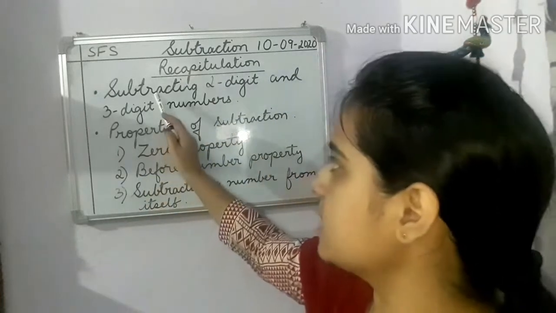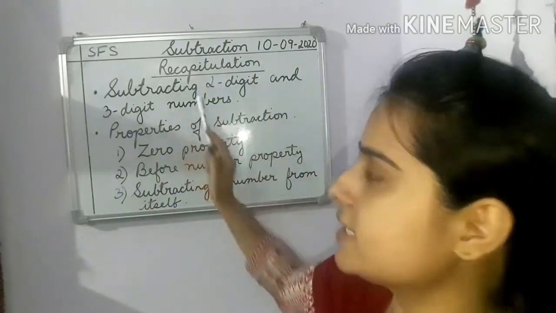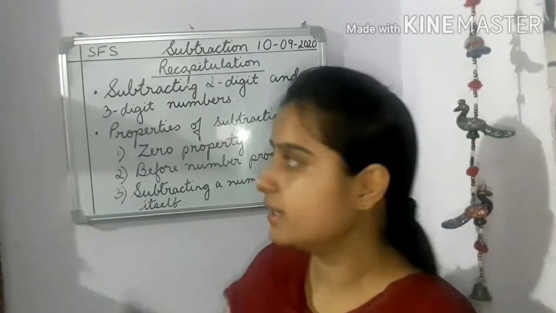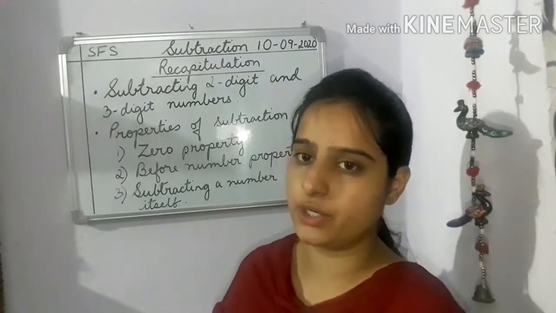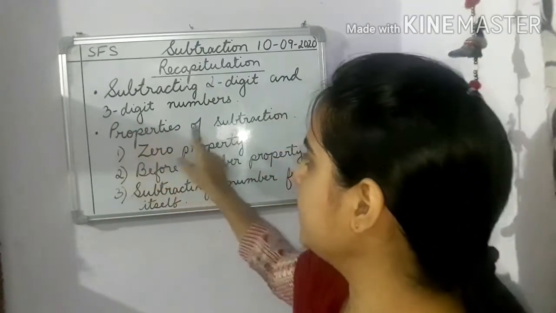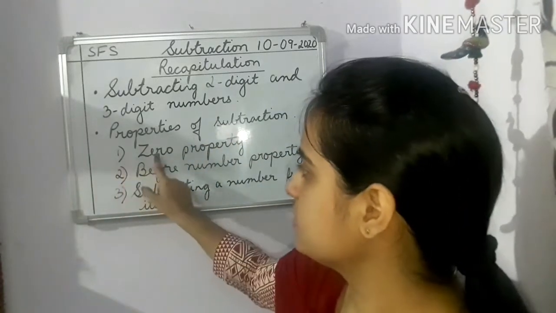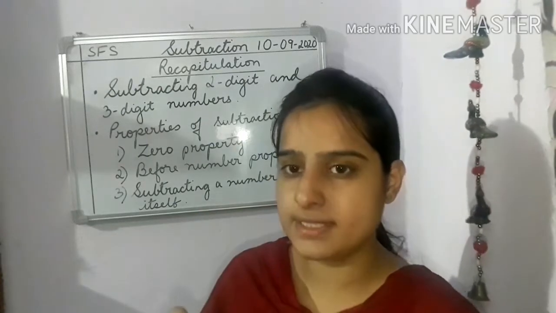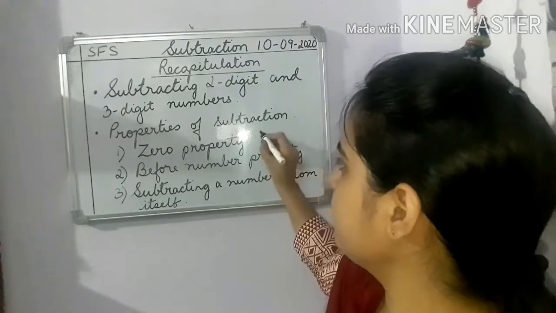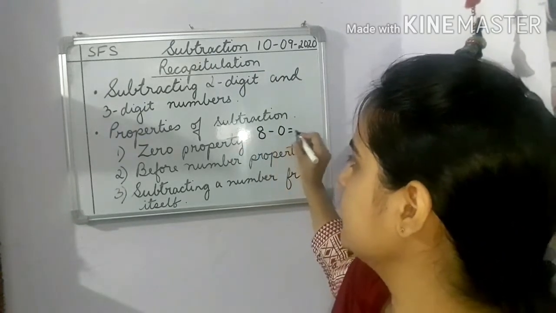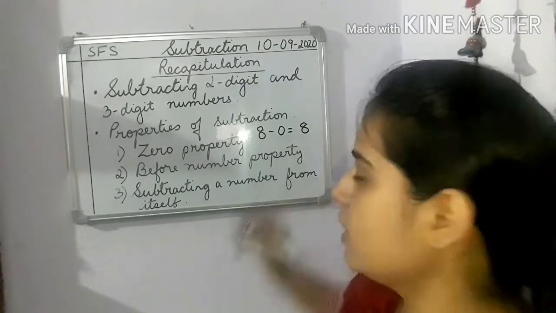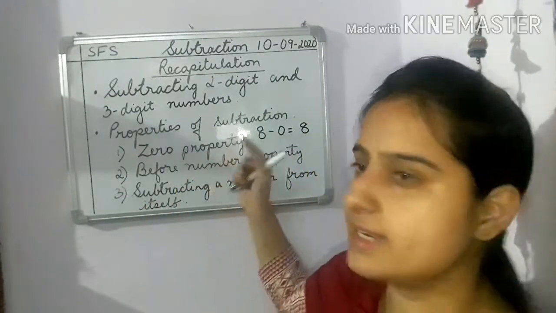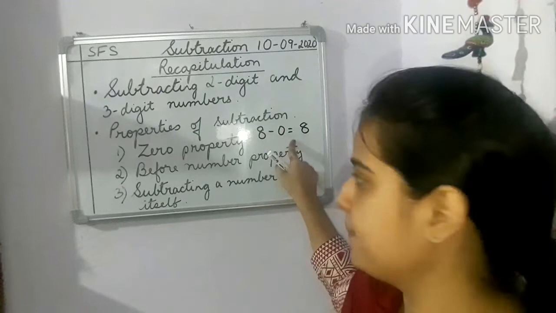So let's start. Subtracting 2-digit and 3-digit numbers. So we have done subtraction of 2-digit numbers with regrouping and 3-digit numbers without regrouping, isn't it? Second, properties of subtraction. First, zero property. If 0 is subtracted from any number, the difference is the number itself. That is, if 0 is subtracted from 8, the difference, the answer is what? 8. Why so? Because 0 is nothing. You are subtracting nothing from 8, isn't it? So, the number remains same.